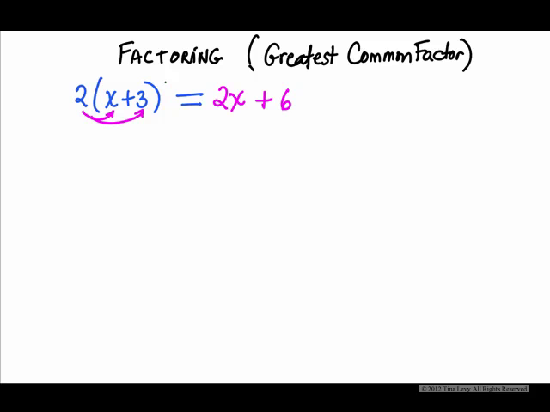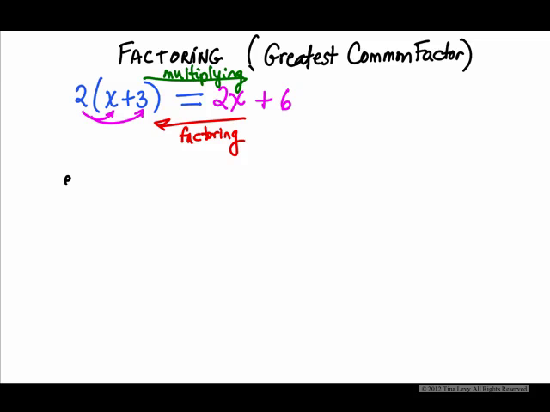When we distribute the 2 through in this direction, that's called multiplying. Factoring starts with the 2x plus 6 and goes back to what product it came from. When we go backward like this, that's called factoring. In this direction, we were multiplying, so going back is what we call factoring. But to undo multiplying, we divide, and that's going to be part of the concept.